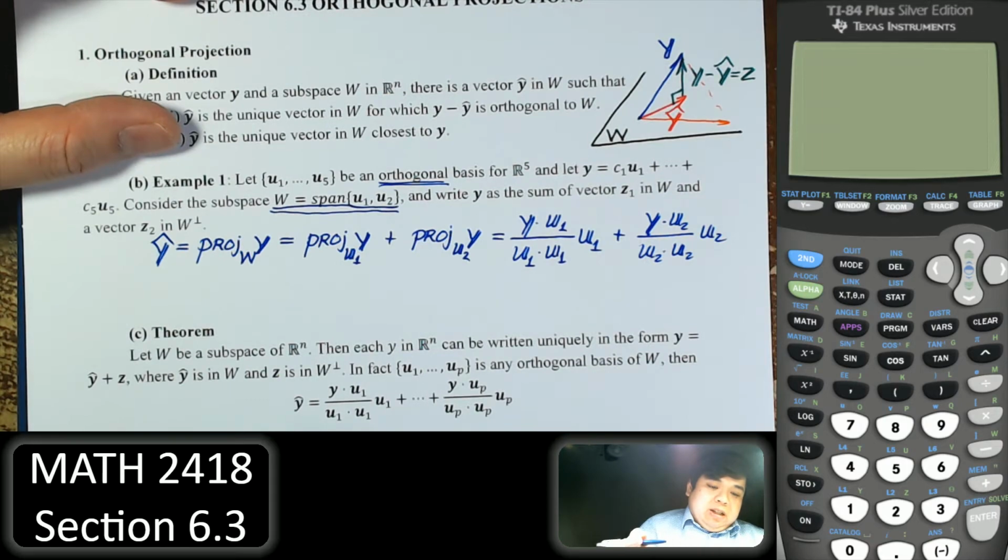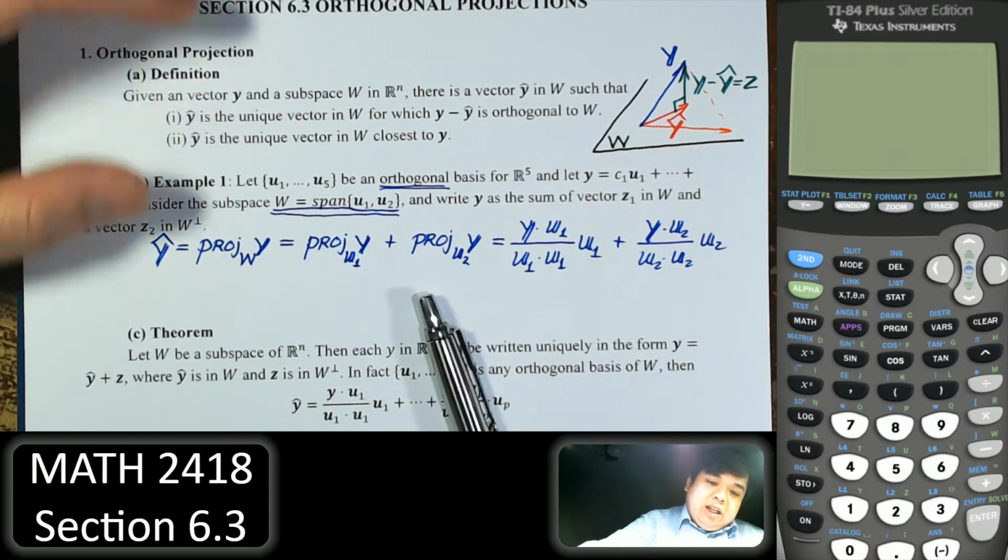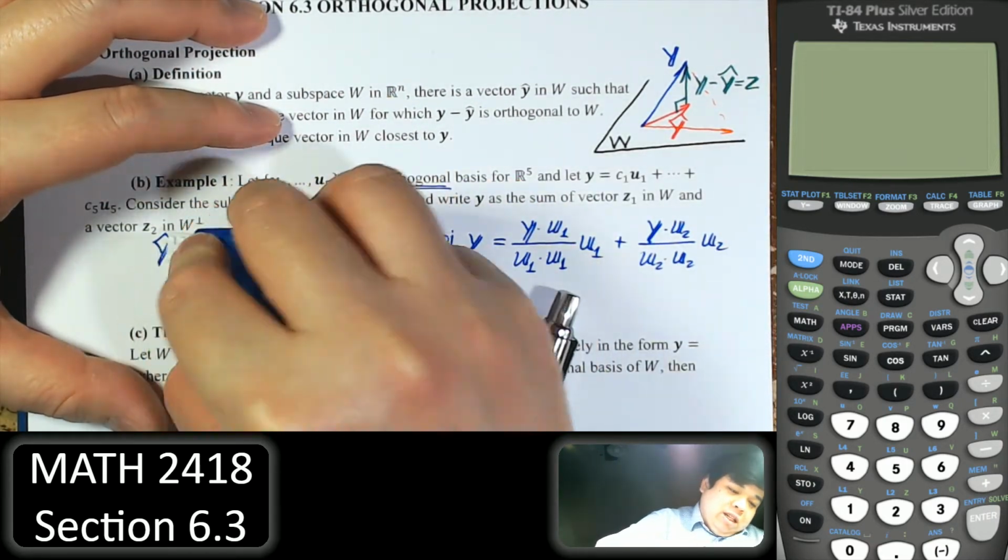And then the rest is easy. Actually, wait, they said the sum of a vector z in W, so that should be z1.